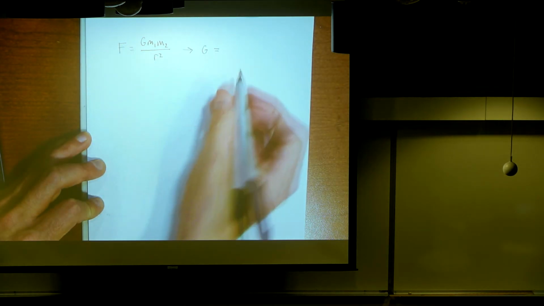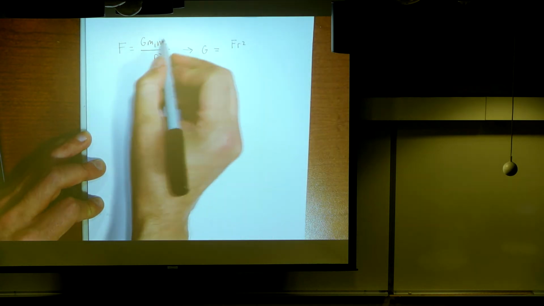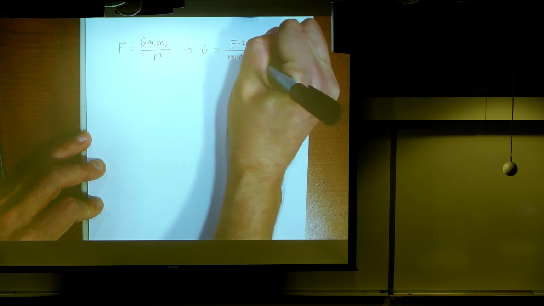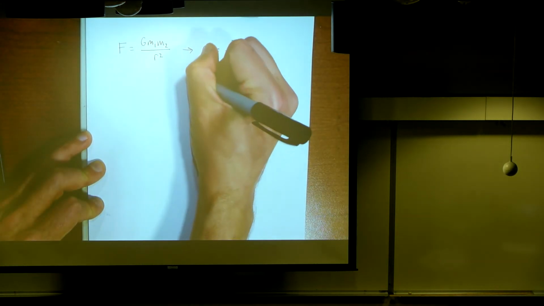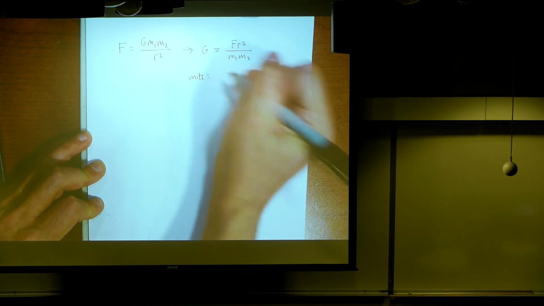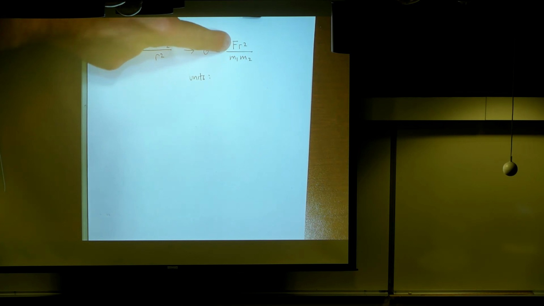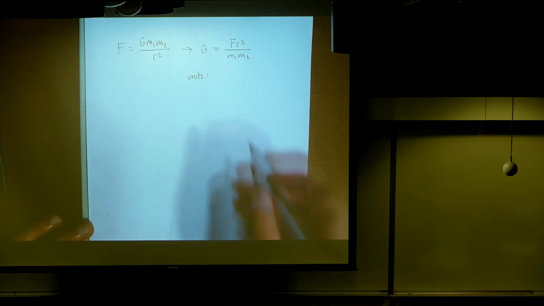I'll multiply through by R squared. So we have FR squared on top over here. I'll divide by M1, M2, so that's on the bottom over here. All right, you guys tell me, what is my SI unit of force, which is F? What do we use for force? Newtons.